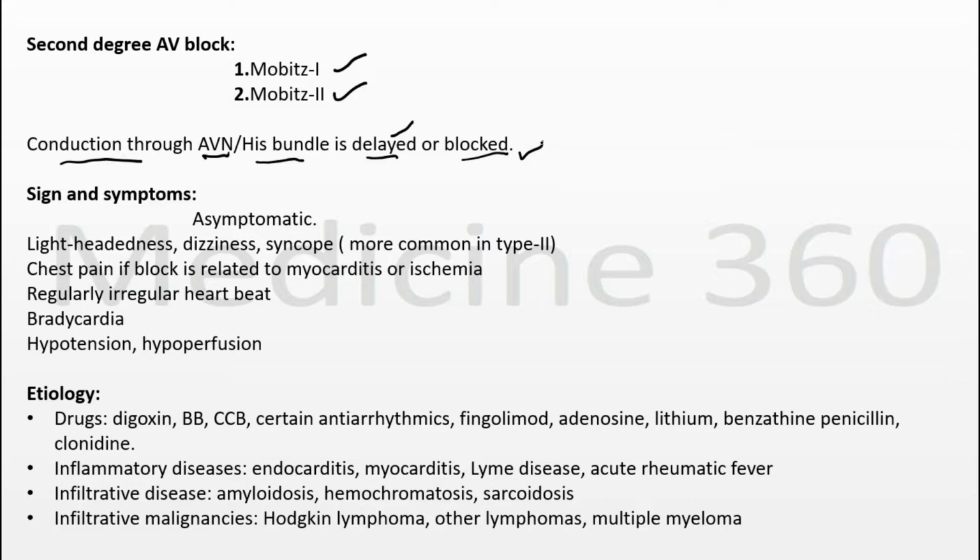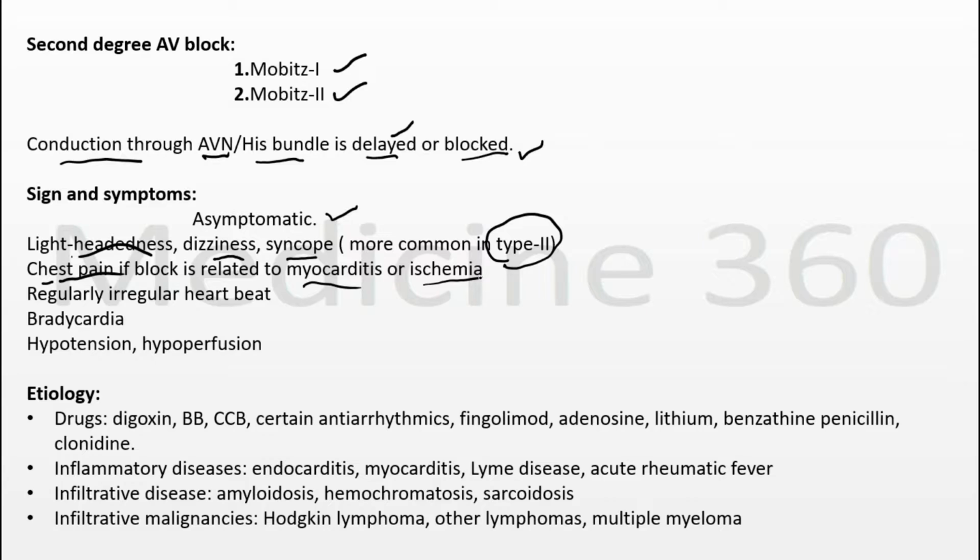Now, signs and symptoms in second degree AV block: it can be asymptomatic, especially Mobitz type 1. Then there will be lightheadedness, dizziness and syncope, especially in Mobitz type 2. Then there can also be chest pain in case of myocardial infarction or ischemia. For example, in acute myocardial infarction, especially inferior wall MI, there can be heart blocks, first degree, second degree and even third degree, as there is AV node involvement. So in that case there will be chest pain.